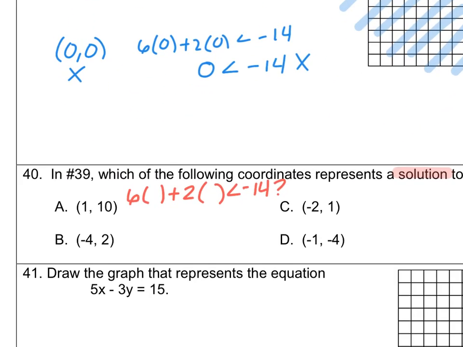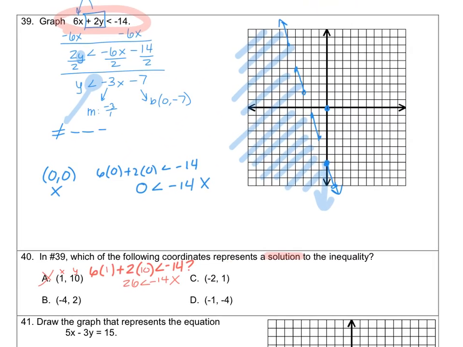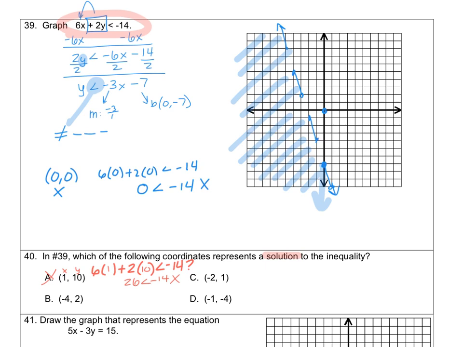Then I'm going to use the x and y values that they gave me. So I'd have 6 times 1 and 2 times 10 in there. 6 times 1 is 6, plus 2 times 10 is 20. So this would be, is 26 less than negative 14? No. So that means (1, 10) is not a solution. And if I graphed it onto this, it would be all the way up there. So that's my A, and that's not going to work.